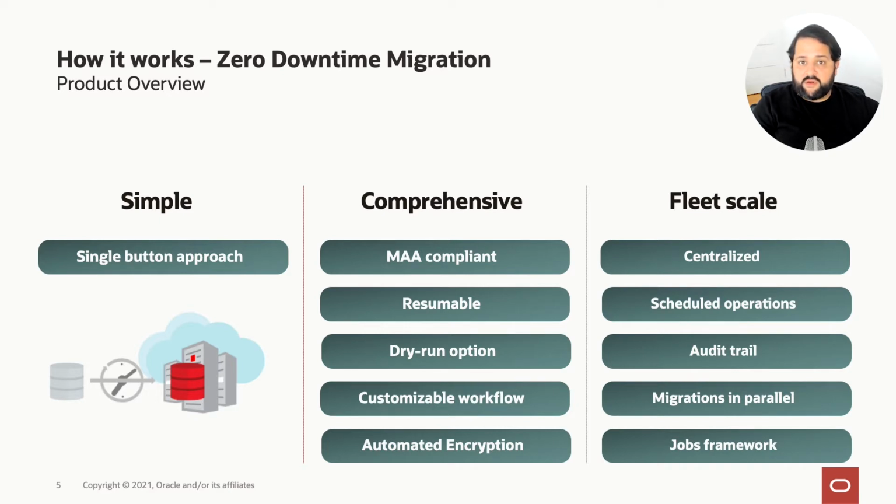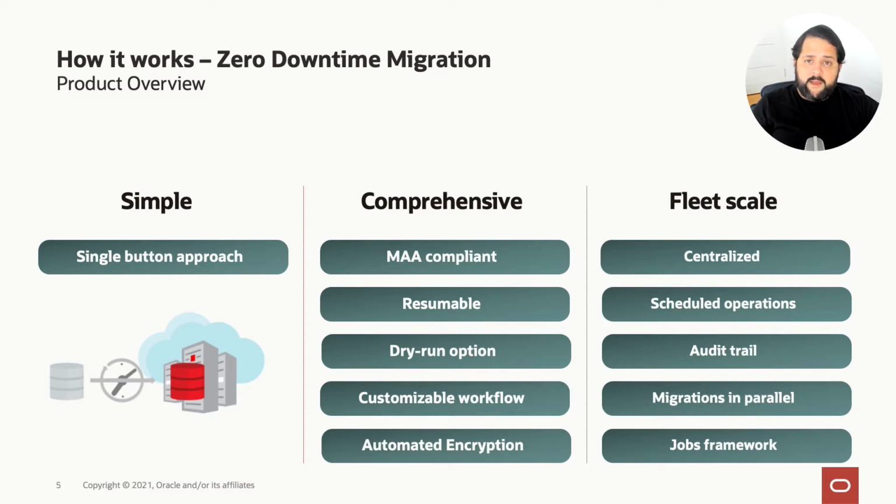You have a service node, which we call the ZDM service node, which could be running on a VM anywhere. It could be on the source database server. It could be on the target database server. It could be in OCI compute. It could be on your premises. The important thing is that that VM is running on Oracle Linux 7.